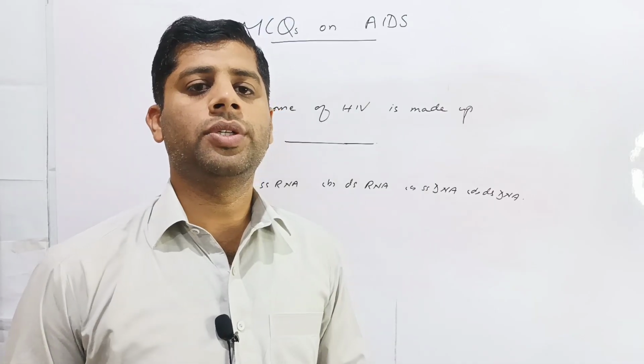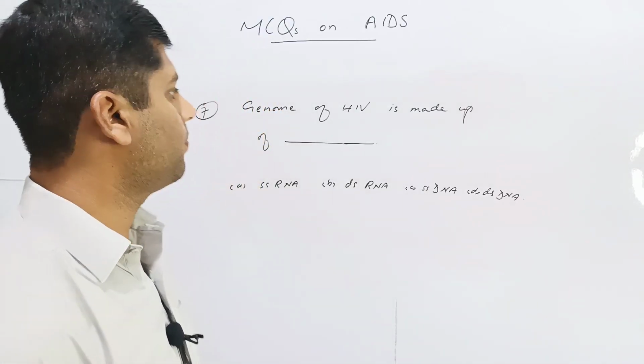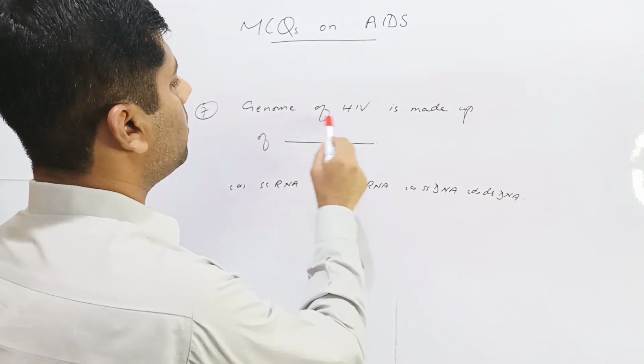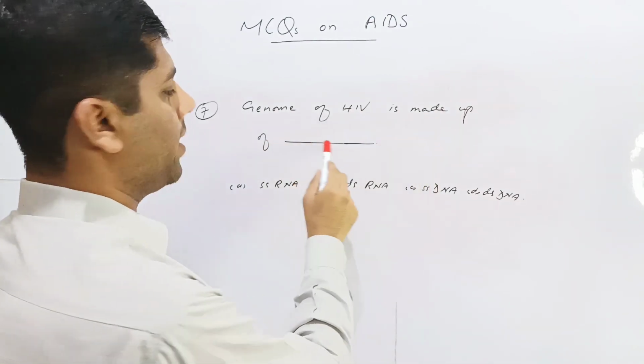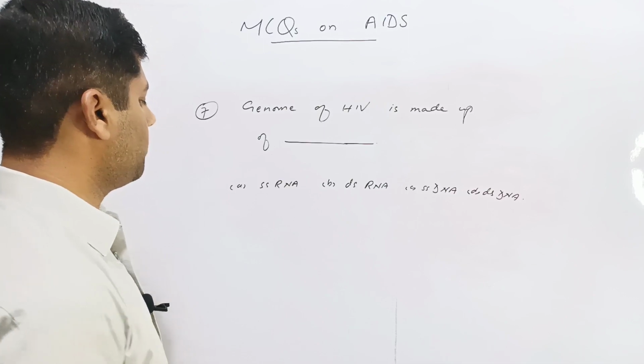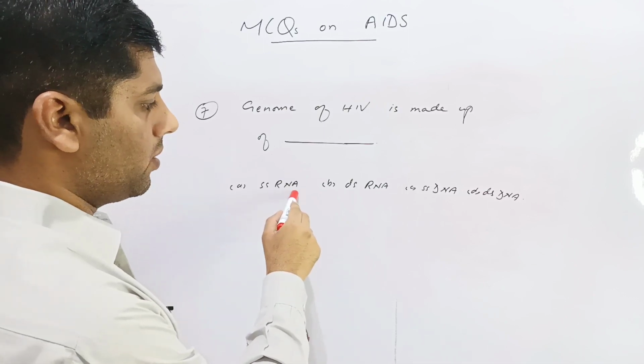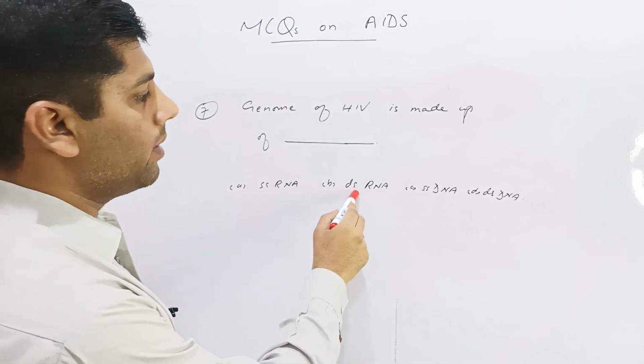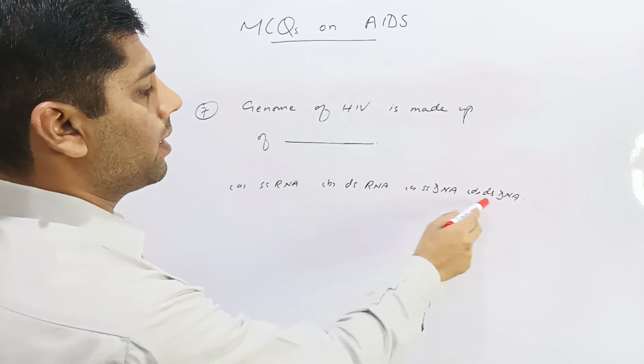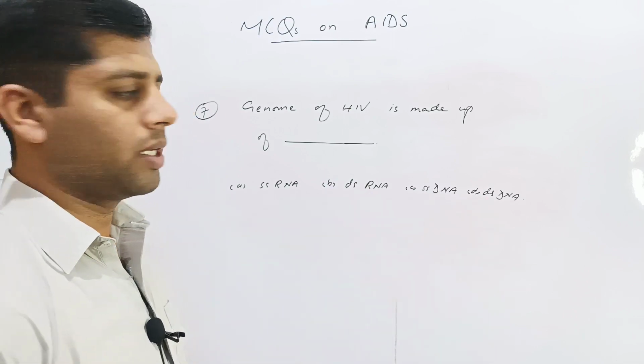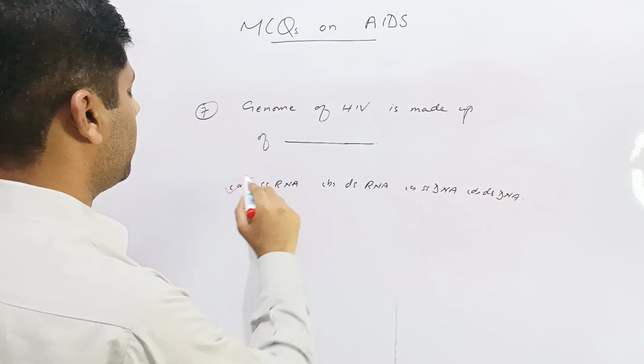This question is related to the genome of the HIV virus. The genome of HIV is made up of dash. The given options are single-stranded RNA molecule, double-stranded RNA, single-stranded DNA, or double-stranded DNA. The correct option is single-stranded RNA molecules.